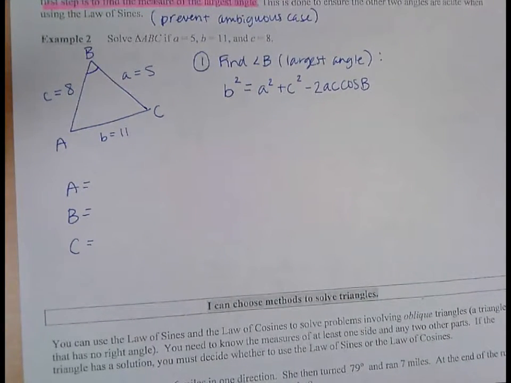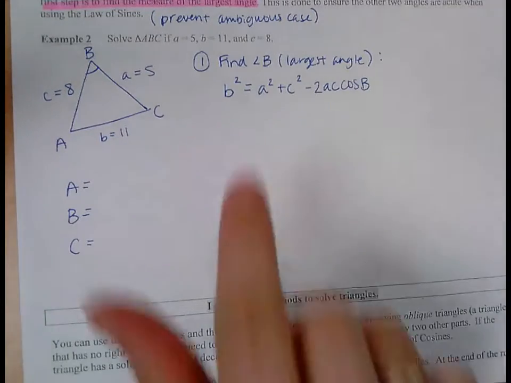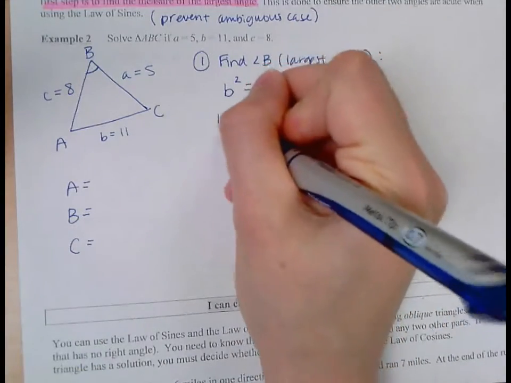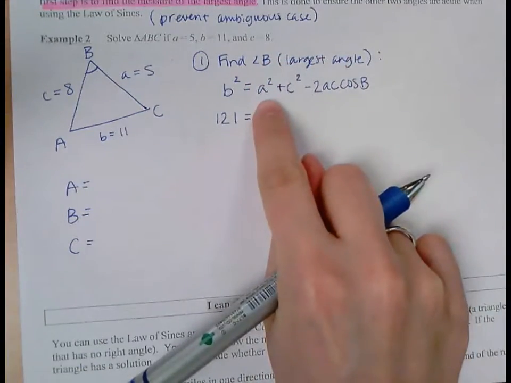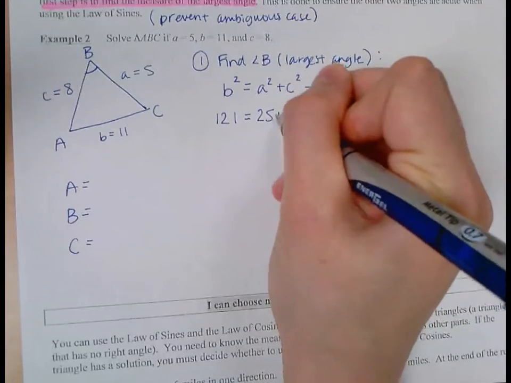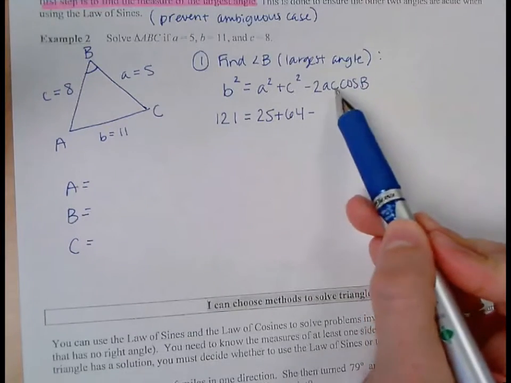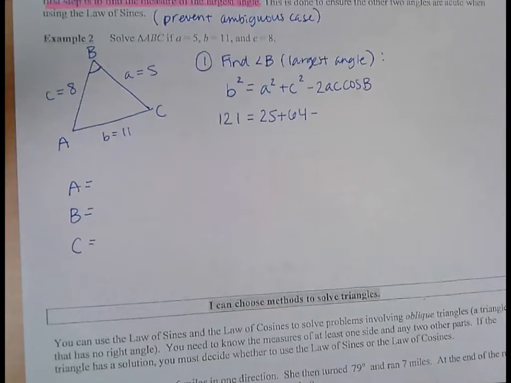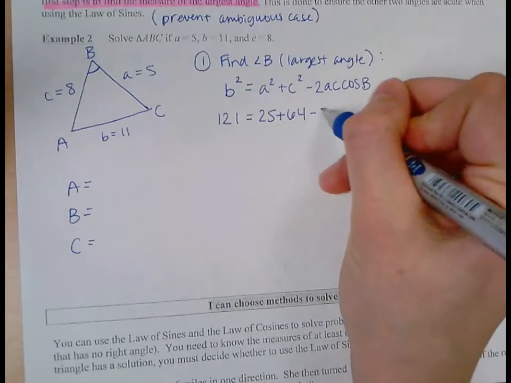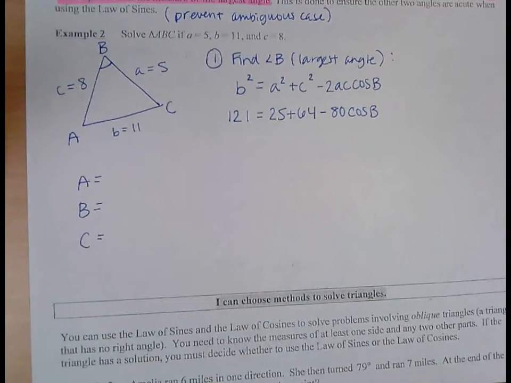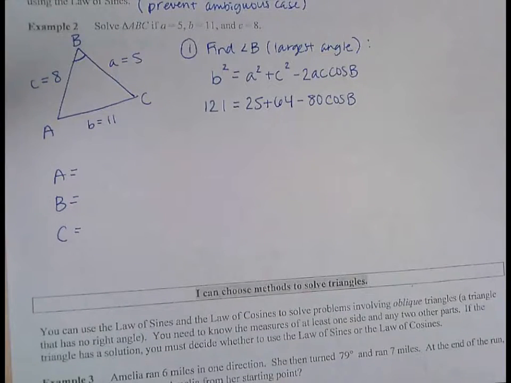Okay, and we can fill in our three sides. And I'm going to square the numbers right away. So for b squared, that's 11 squared, so that's 121 equals a squared is 25 plus c squared is 64 minus, I'm also going to multiply the 2ac right away. So 2 times 5 times 8 is 80. And that's multiplied by cosine of angle B, and angle B is what I don't know. Okay, so then I have to solve this equation for angle B.